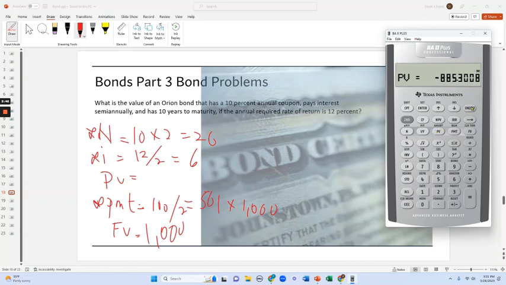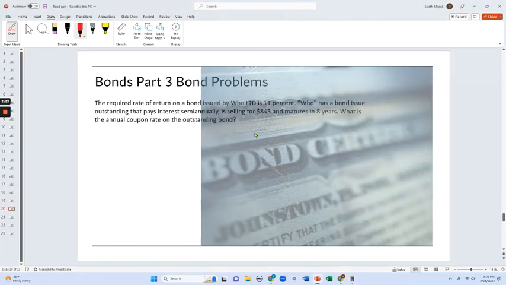We have $885.30, which is what we expected because it's not paying what the market would like to get.